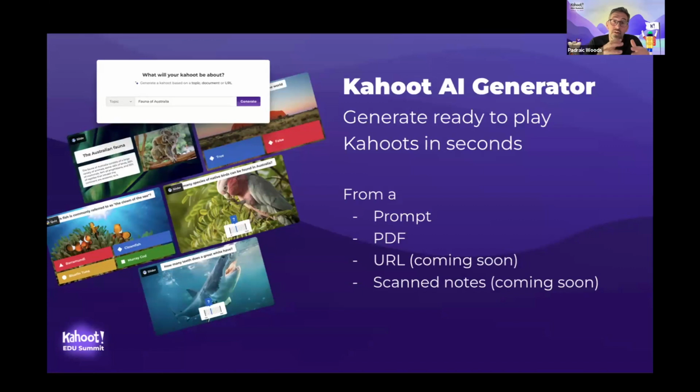And it's really about generating ready-to-play Kahoots in seconds. We have the ability to generate from a prompt, from a PDF. So if you have a book or some notes, you can generate a full Kahoot from that content, so you have a trusted source passed into the model. We will also support URL generation. So if you paste in a URL to a web page, you will generate a full Kahoot from the content on that web page.